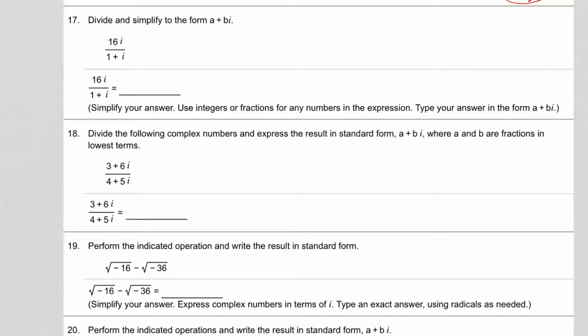Okay, so number 17 and 18 are very similar. Looks like there's nothing wrong with these, but there's no i allowed in the denominator. We need standard form, which looks like that. So to get rid of the i's in the denominator, we're going to multiply top and bottom by the complex conjugate. That means the same two terms, but the middle sign is opposite. Okay? That creates a nice scenario here.